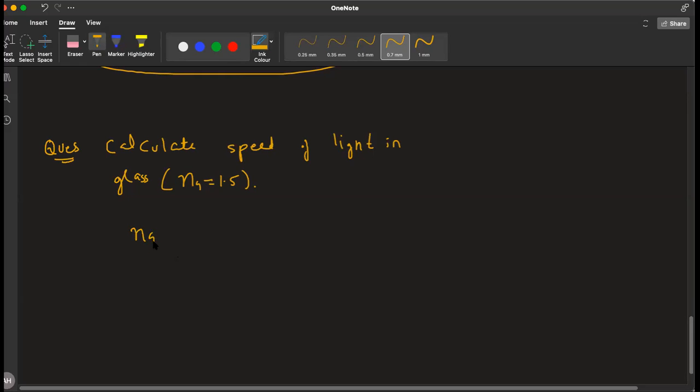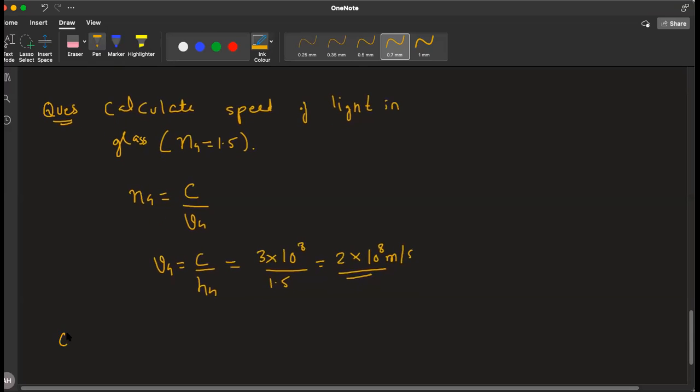See, the refractive index of glass is the speed of light in vacuum to the speed of light in glass. So the speed of light in glass will be the speed of light in vacuum divided by the refractive index of glass. Speed of light in vacuum is 3 into 10 raised power 8. Refractive index of glass is 1.5. So that comes out to be 2 into 10 raised to the power 8 meter per second. This is the expression for the speed of light in glass. Do another question.